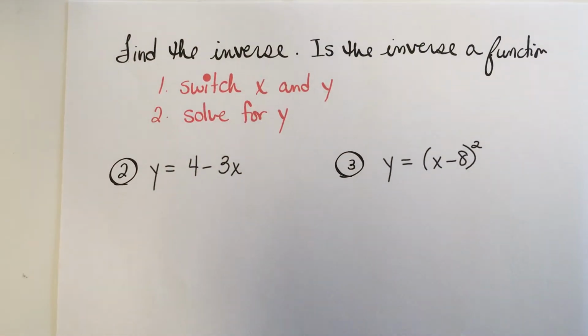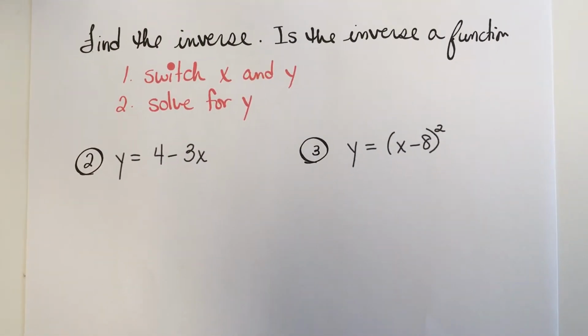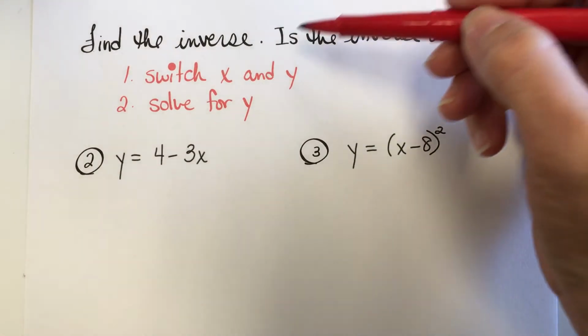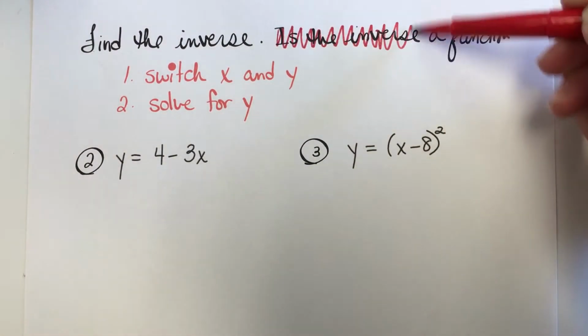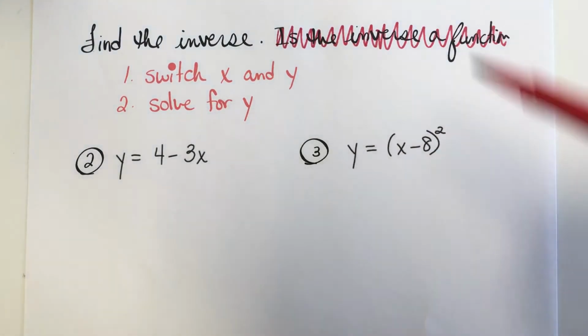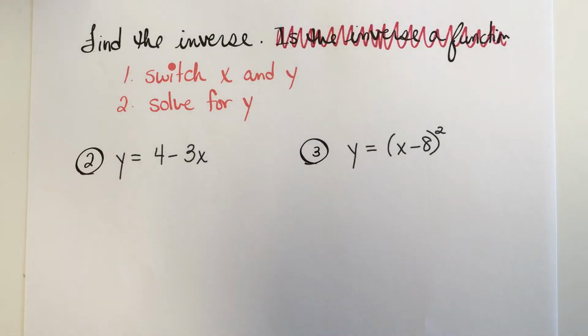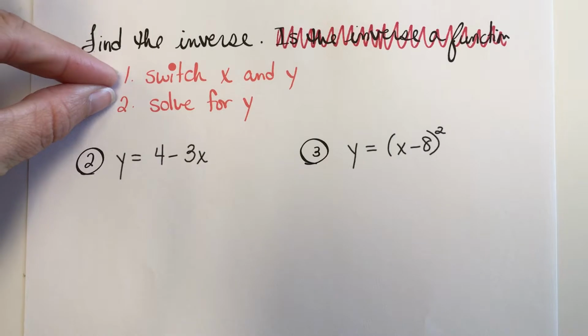Now, you're not always going to have just ordered pairs, and what you're going to see on these next couple of examples is you're actually just going to be given an equation, okay? So you're asked to find the inverse, and then again here it asks if the inverse is a function. This is not something that you're going to have to worry about when you do your homework, okay? I just want you to be able to find the inverse. This is the 2 steps that we're going to go through.